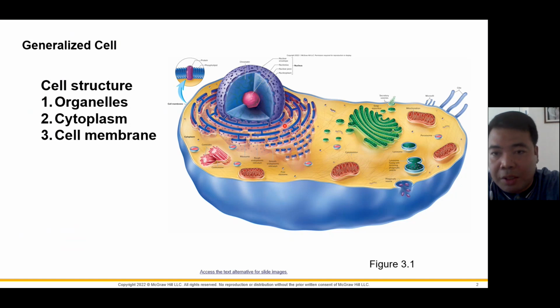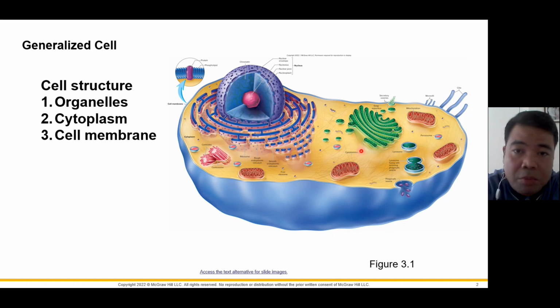Because this is a generalized cell, our cells are not all the same. You will not see all of those organelles in every cell. For example, there are cells that have fewer mitochondria. There are cells that have fewer rough endoplasmic reticulum or fewer ribosomes. Again, the presence of specific organelles inside the cell depends on its structure and function.